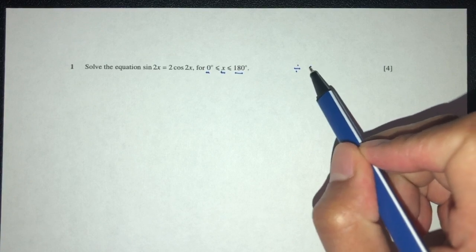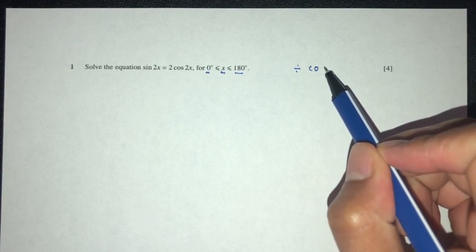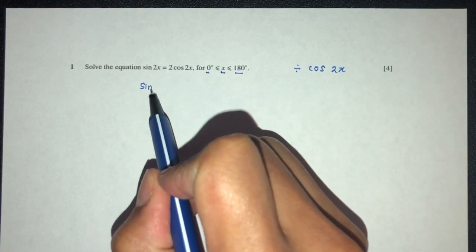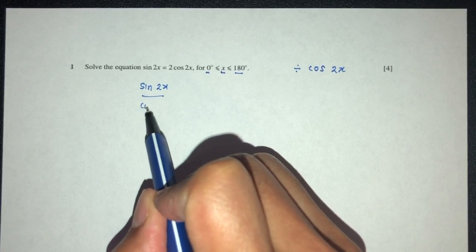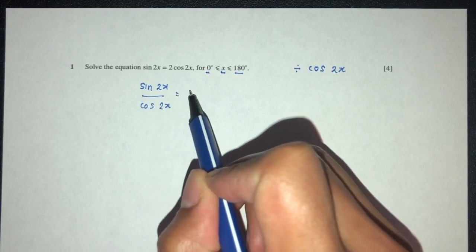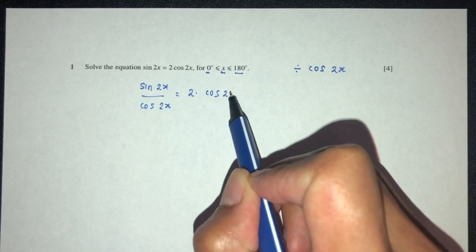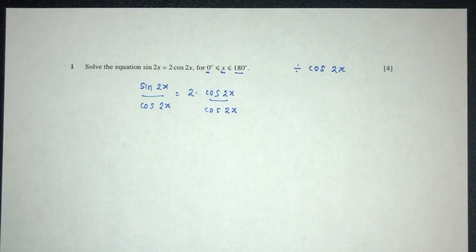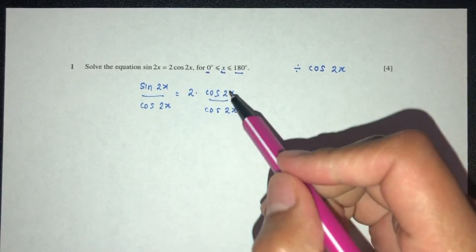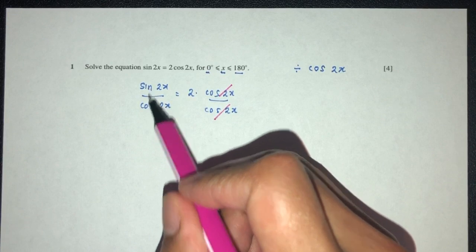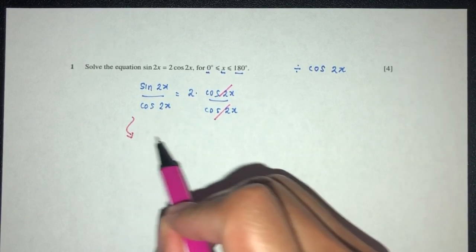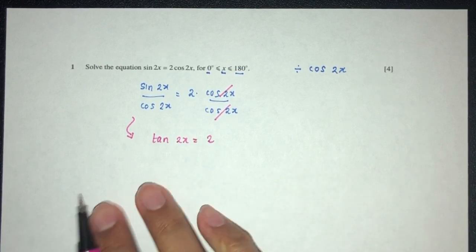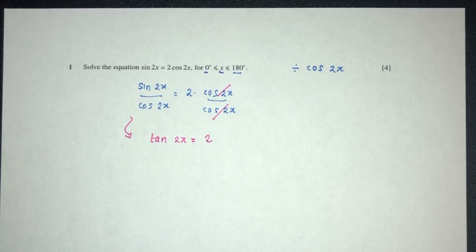As we have seen before, when we have sine x and cos x in the same equation, we divide by cos 2x on both sides. Let's see what happens. You will have sine 2x divided by cos 2x, and that will be 2 times cos 2x divided by cos 2x. Now, as you can see clearly, this one will cancel out. Now, sine over cos is what? It is tan 2x, which will be 2.